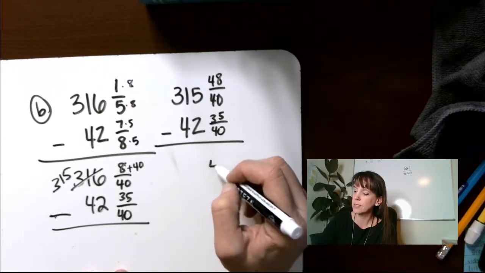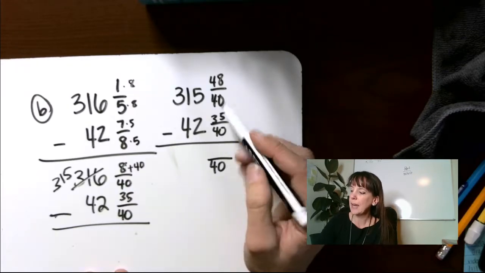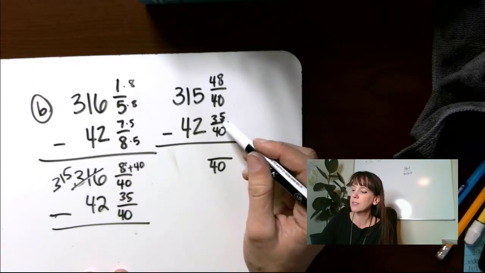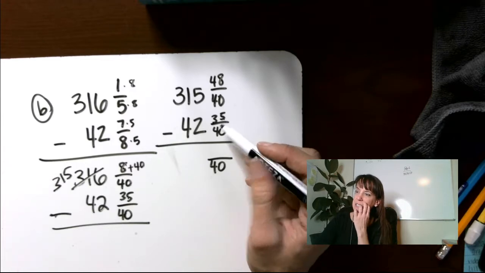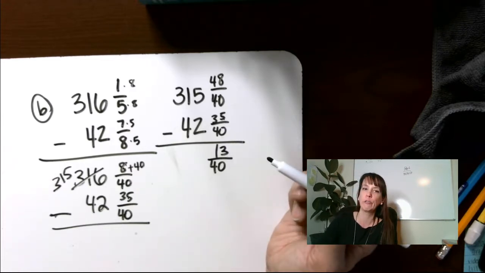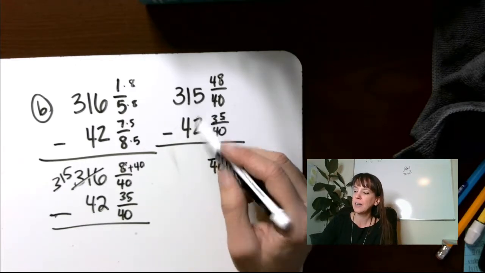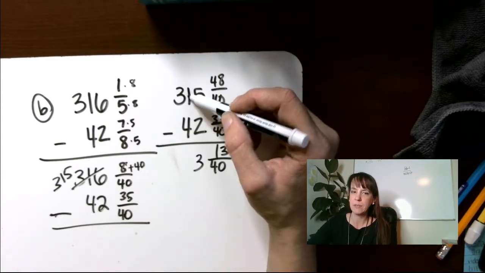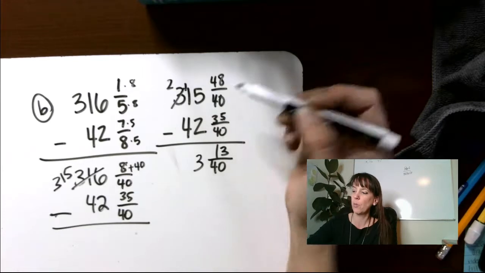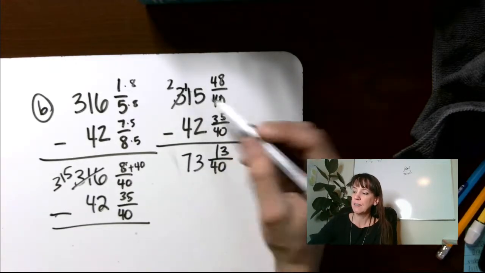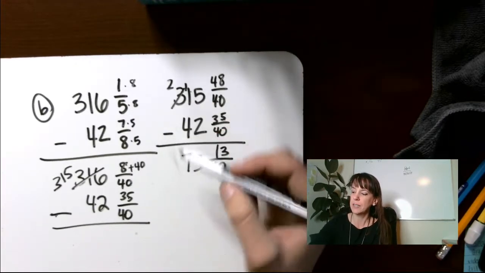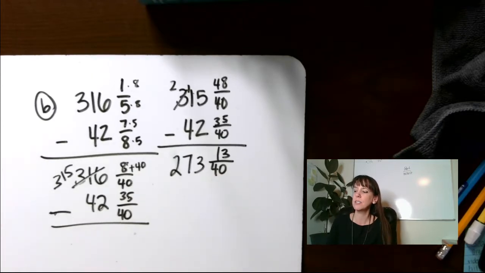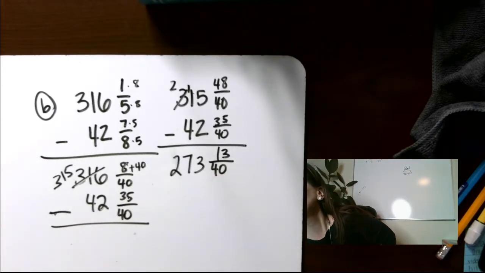All right, so this is over 40. So 48 minus 35 is going to be 13. So 13 over 40. 315 minus 42 is going to be 3. From here, I have to borrow, so this is going to be 2, and I'm going to carry the 1. That's going to be 7. 11 minus 4 is 7. 2 minus 0 is 2. So 273 and 13/40. It's good.